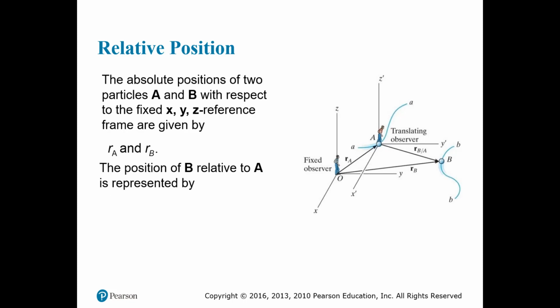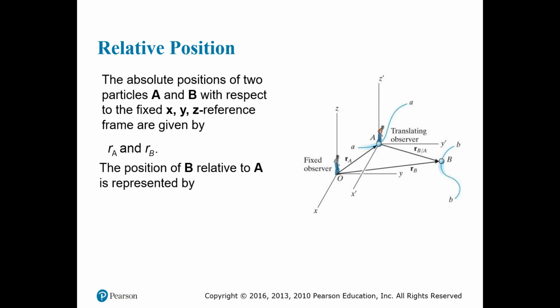So the absolute positions of two particles A and B with respect to a fixed X, Y, and Z reference frame are given by rA and rB. The position relative of this can be given by relating these two equations. So this is what I want you to understand right here.